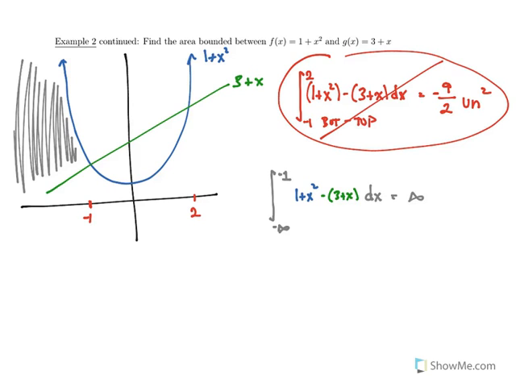That's a much different sort of thing that we'll talk about in Calc 2. But at this point, we want to think about just the finite area, the bounded area, trapped in between those two functions. And again, we're thinking about top function, in this case, which is 3 plus x, minus bottom function, this 1 plus x squared.